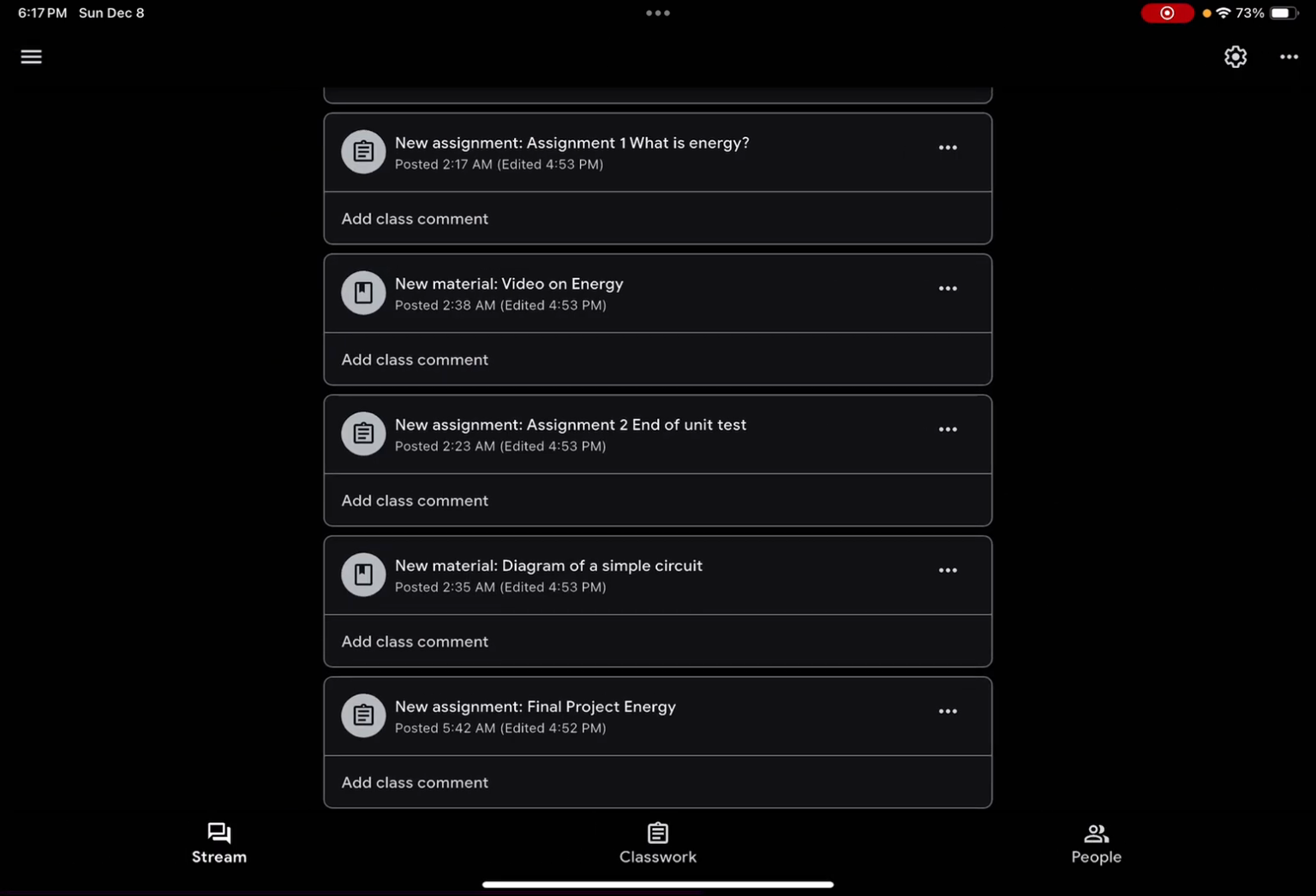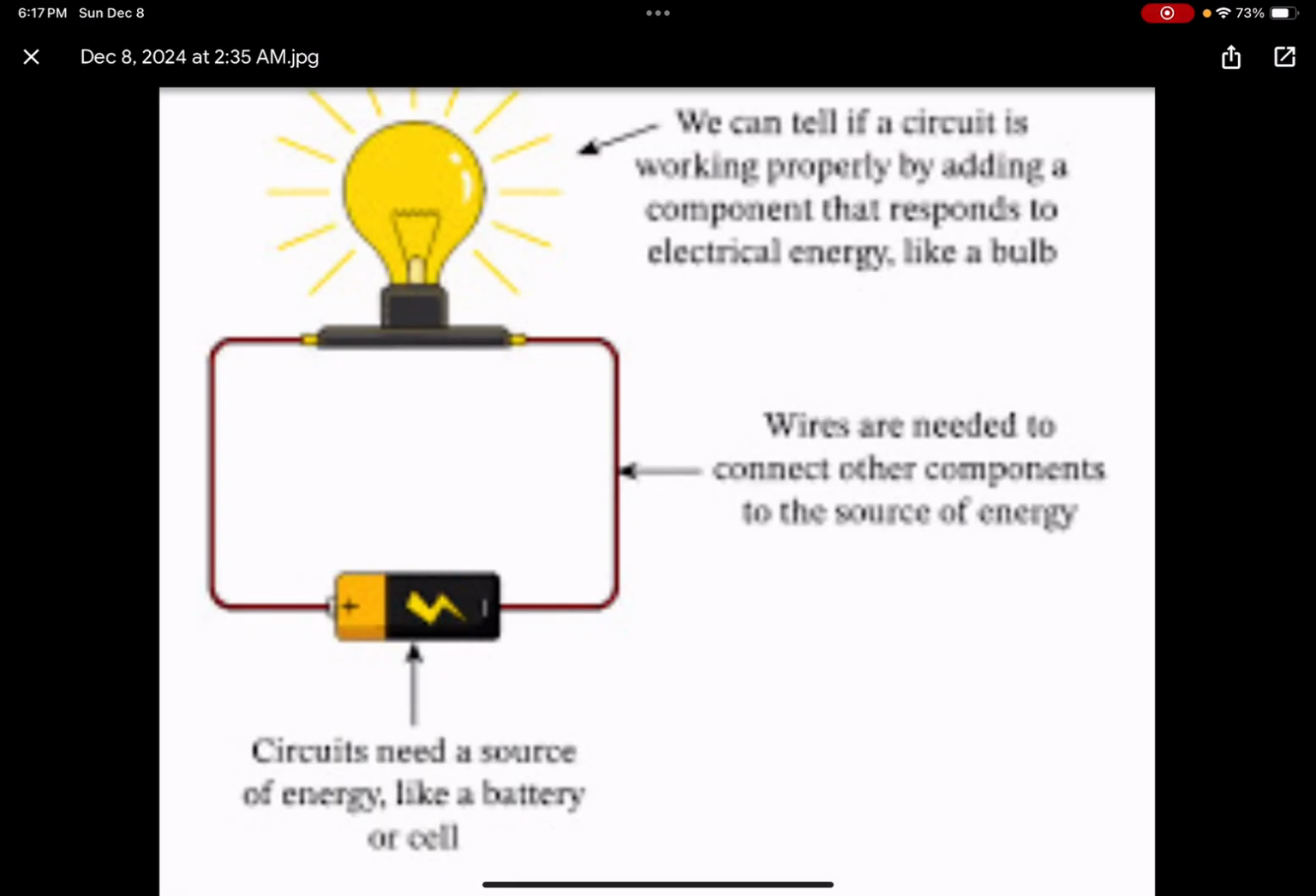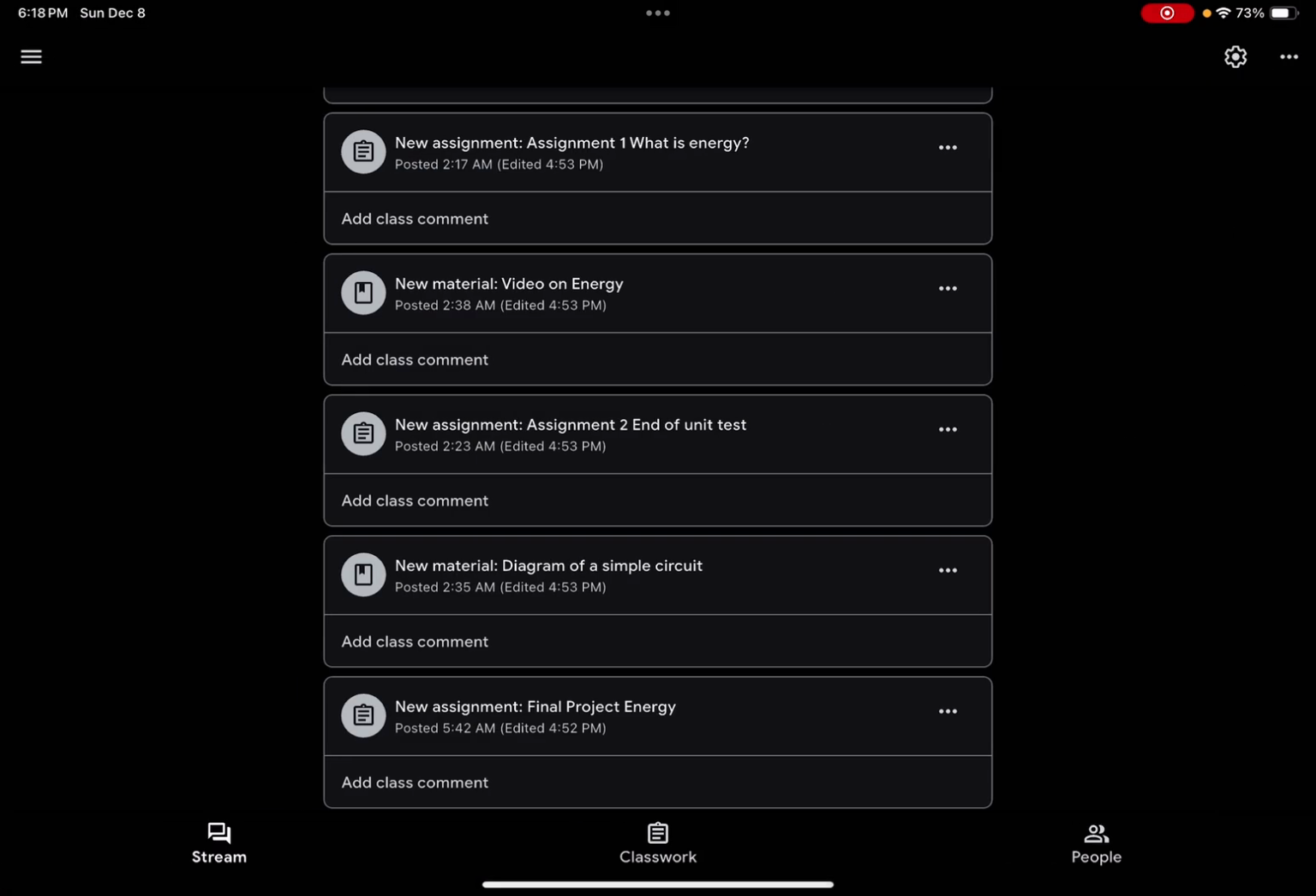Alright. And here I've included a picture of a simple circuit. It's a little fuzzy, I apologize for that. It says that we can tell if a circuit is working properly by adding a component that responds to electrical energy, like a light bulb. So I'm sure all of you have seen some light bulbs around your house, in your classrooms, and many other places. With a light bulb, wires are needed to connect other components to the source of energy, and down below you will see the source of energy is a battery. So it says circuits need a source of energy like a battery or a cell to be able to run and produce light through the light bulb. It's just a short little example.